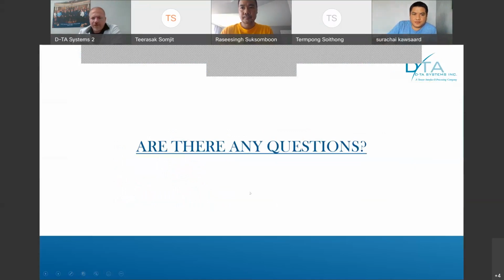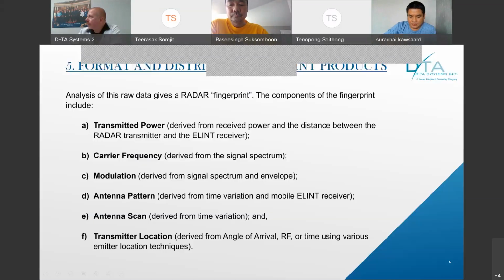Do we have any questions about those? Obviously, the more radars change and technology changes, all of those baseline parameters and identifiers will change and vary, right? Okay, so analysis of the raw data gives you a radar fingerprint.